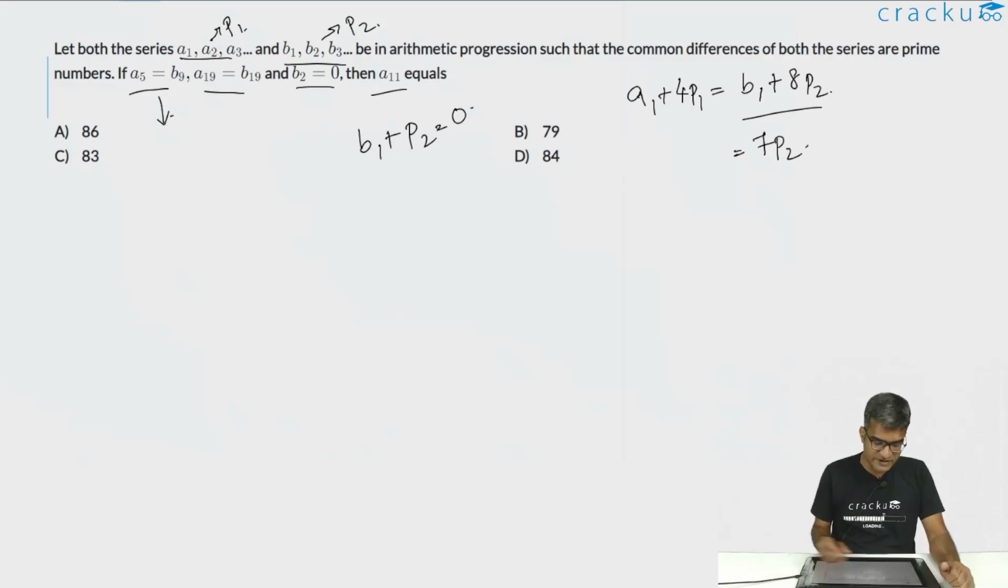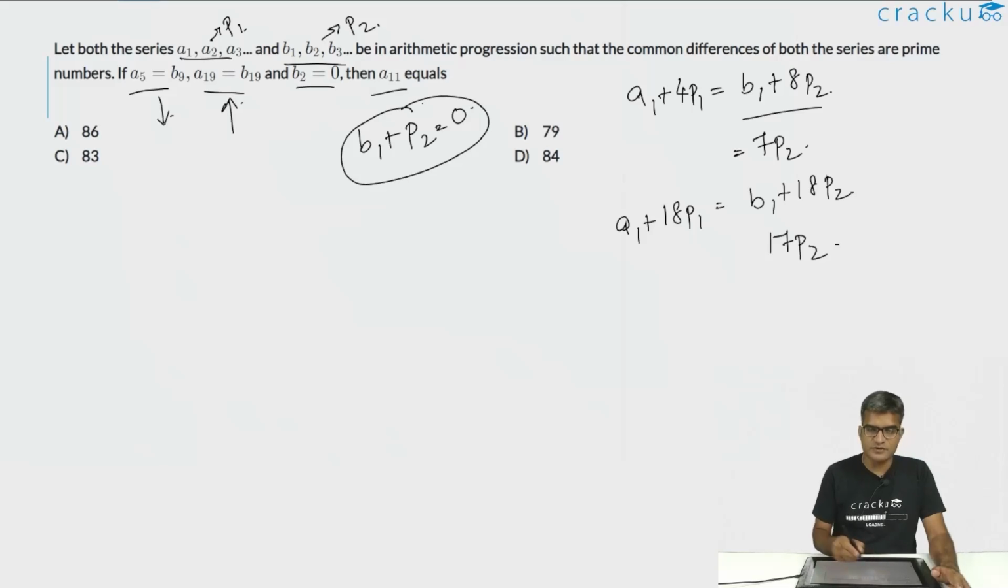What is the second one? We have this information that A19 is equal to B19. What is the value of A19? That will be A1 plus 18P1 is equal to B1 plus 18P2, which is essentially equal to 17P2. Why is that the case? Because B1 plus P2 is equal to 0. The second term of the second arithmetic progression B2 is equal to 0.